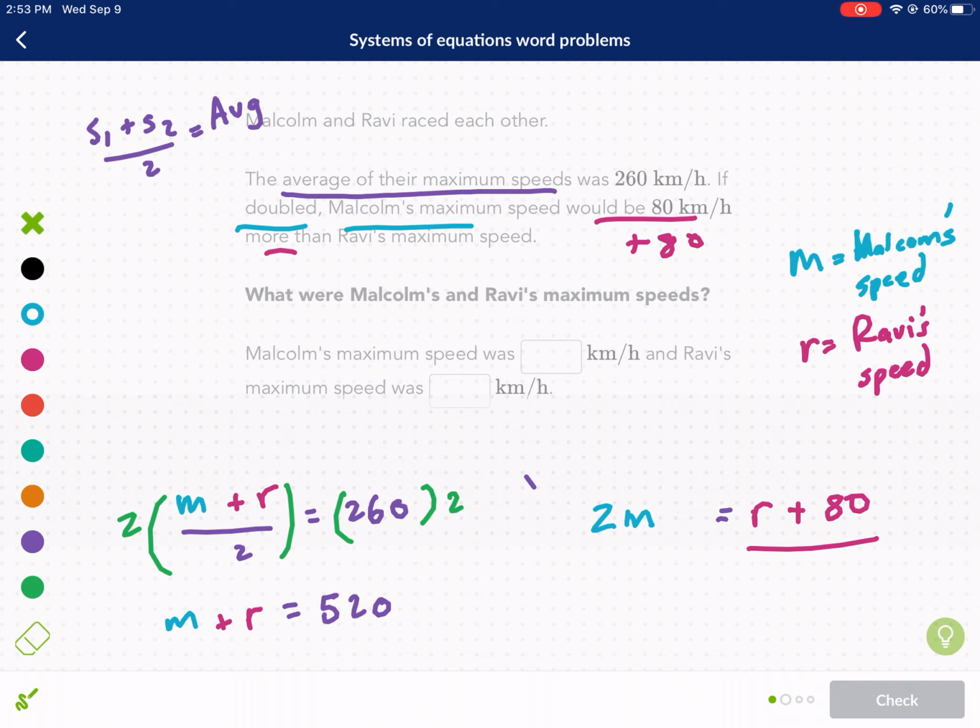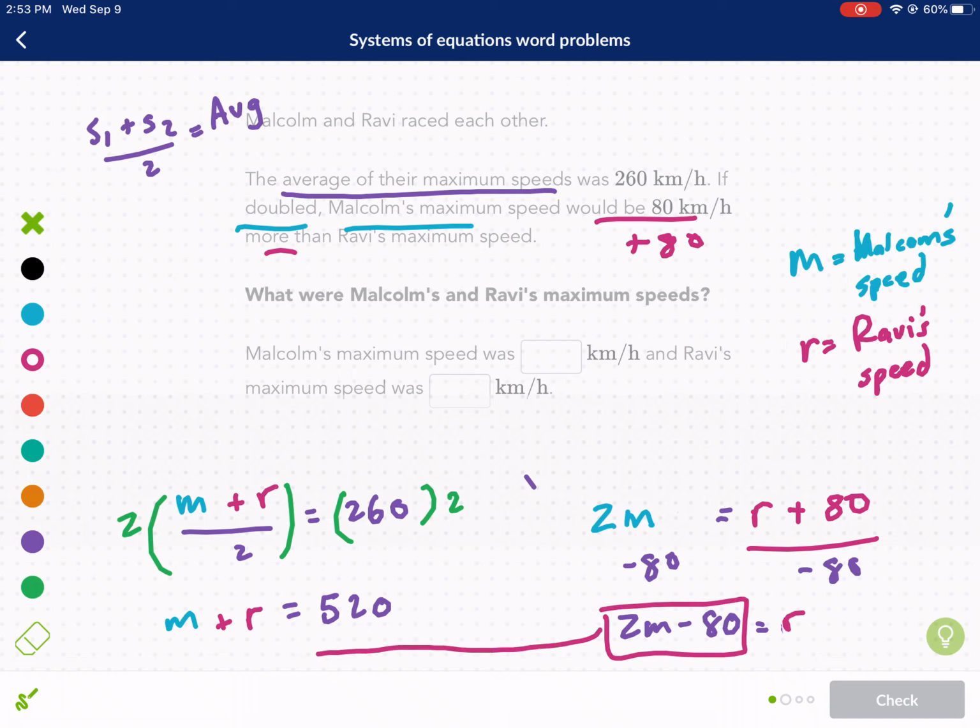So what I'm going to do is get it in terms of R. So I'm going to subtract 80 from both sides. Minus 80, minus 80. So then I get 2m minus 80 equals R. I'm going to use red still. Now, what am I going to do with that? I'm going to plug this into the other equation and then solve. So now that I have it all in terms of m.